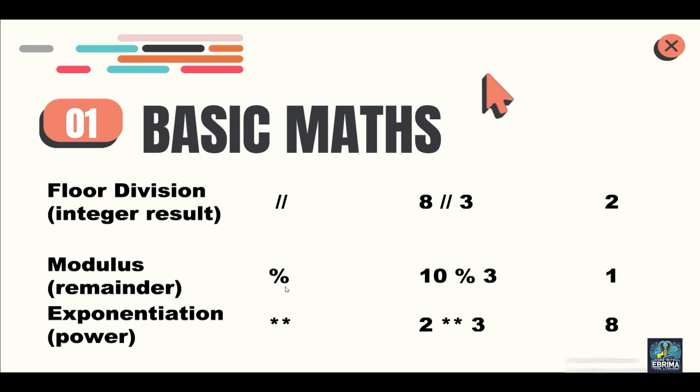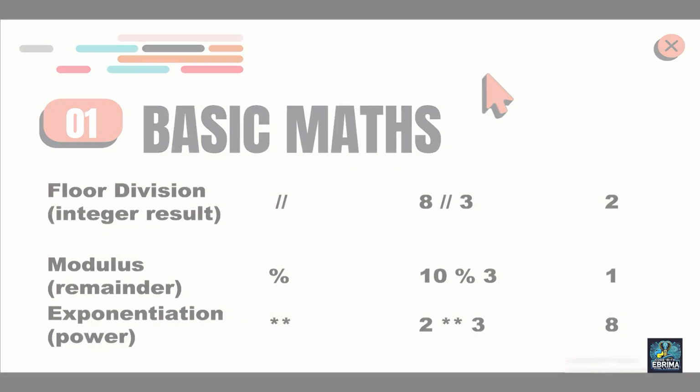Also, now we have the modulus. The modulo operator gives the remainder. So if you want to calculate 10 divided by 3, whereby you just want to access the remainder, then you have to use the modulus operator, that is the percentage symbol. When it comes to exponentiation, you have to use 2 asterisks. 2 to the power 3 is equal to 8. So you have to use the 2 asterisks. This is important to note. Let's go to the other side and check it out.